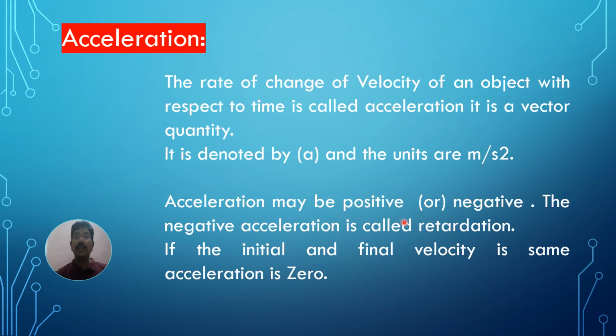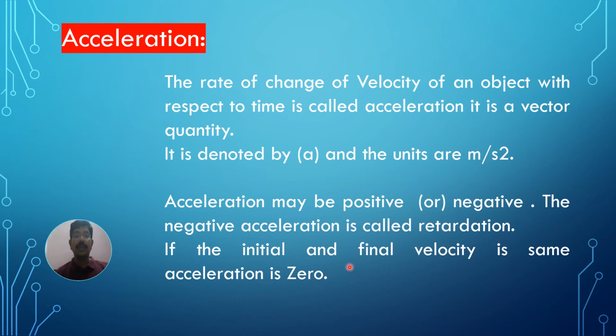Okay, next one more thing we have to remember: when do we say the body has positive acceleration? The simple thing is, if the final velocity is more than the initial velocity, then it has positive acceleration. If the final velocity is less than the initial velocity, that is v is less than u, then we say that the body is moving with negative acceleration. Are you clear?